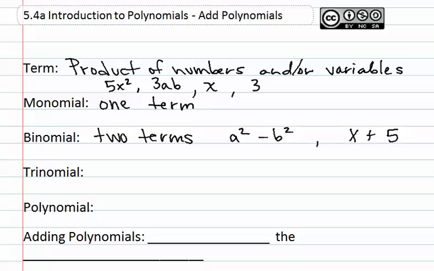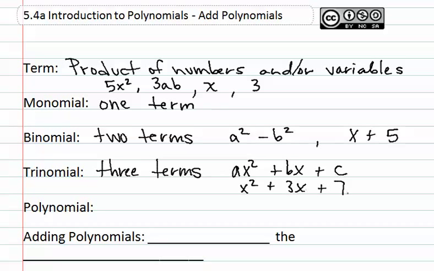A trinomial is three terms. A trinomial can be shown as something to the form of ax squared plus bx plus c, or it could be shown as x squared plus 3x plus 7. It just has three monomials being added or subtracted.